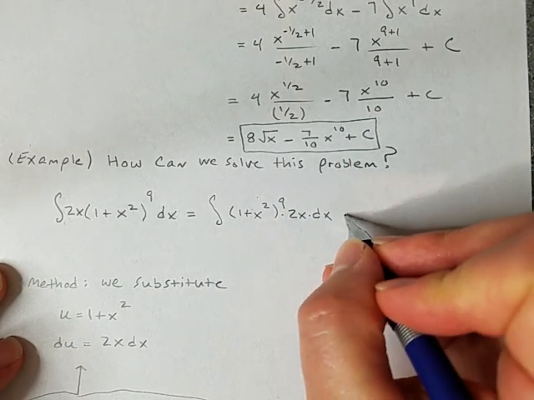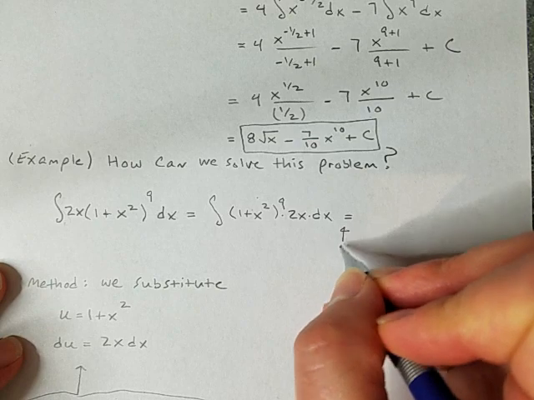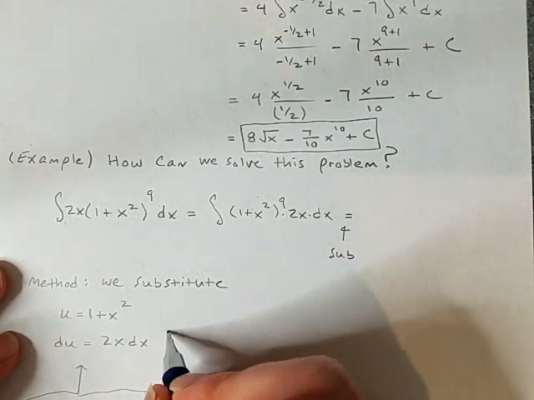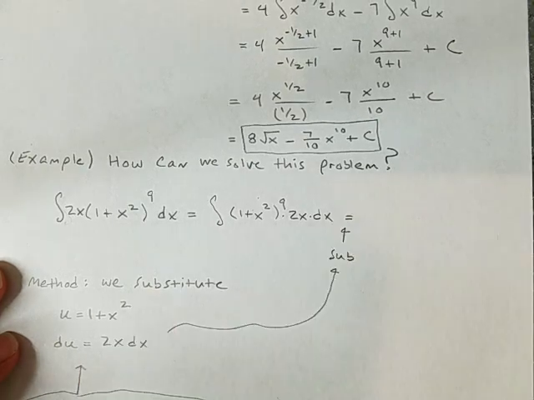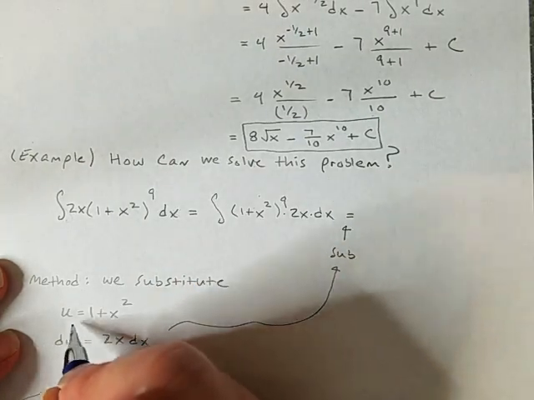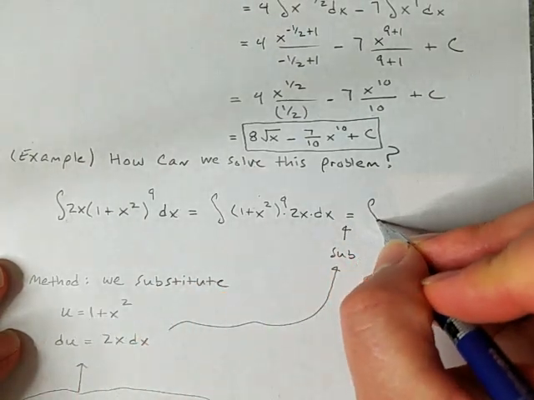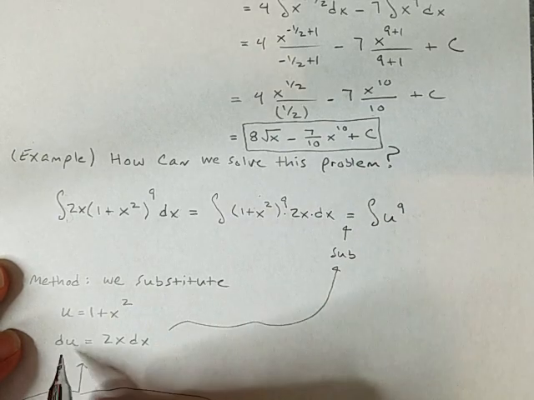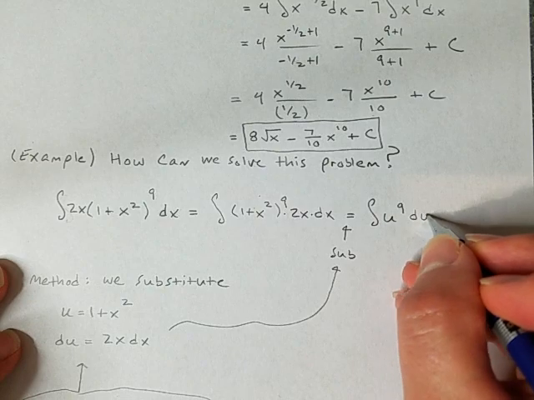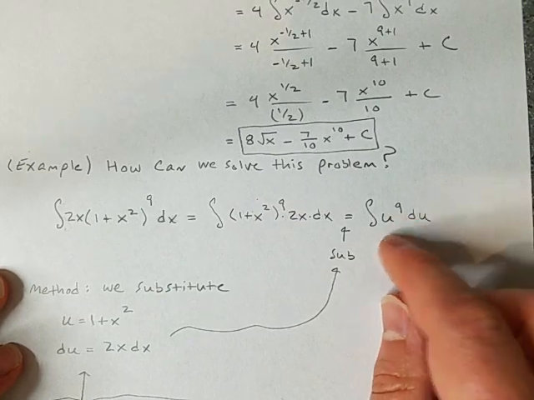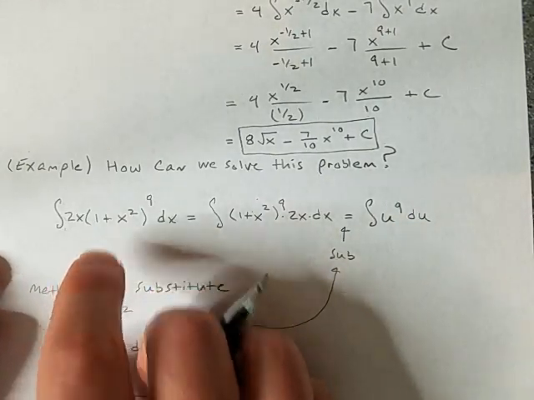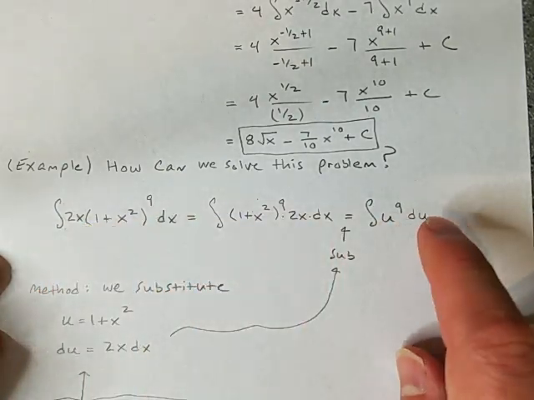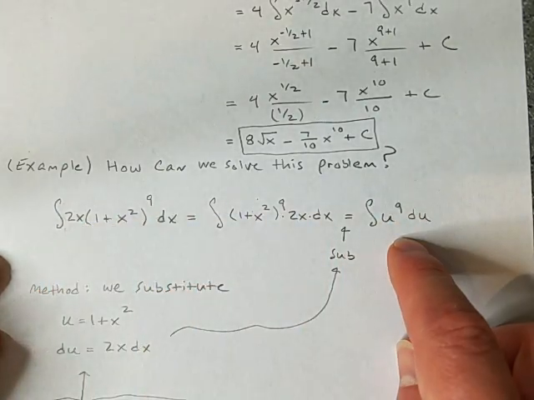Now, suppose I make the substitution here in this step. What's it going to look like? Well, in place of 1 plus x squared, we're going to put u. And in place of 2x dx, we can put du. That is a much easier problem than this. This substitution turned this problem into one that is as simple as it gets.